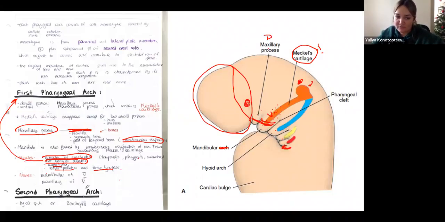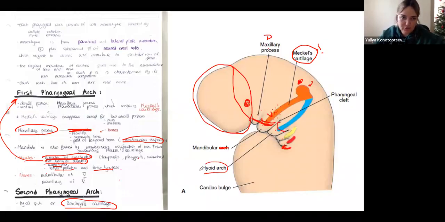What about the second pharyngeal arch? As you can see inside of the second pharyngeal arch, there is also a cartilage, which is kind of in blue color. This cartilage is known as the Reichert's cartilage, right? So we're going to call it the Reichert's cartilage. Another name for the second pharyngeal arch, it is also known as the hyoid arch.